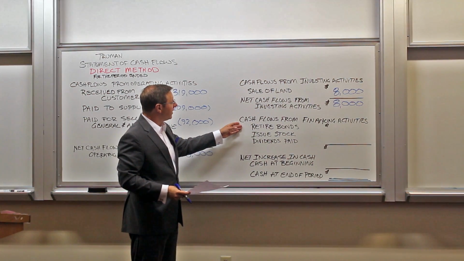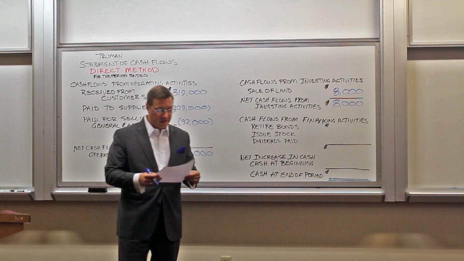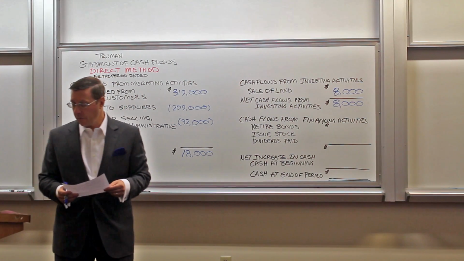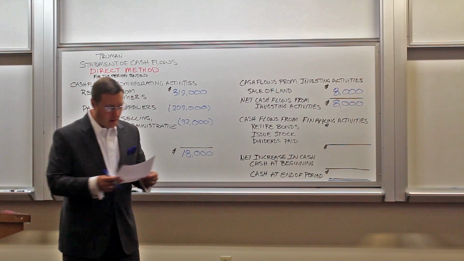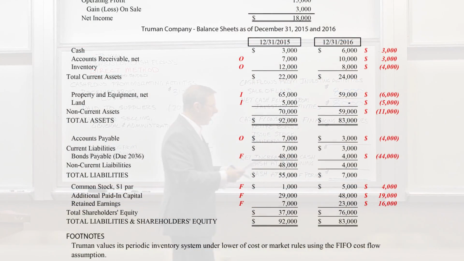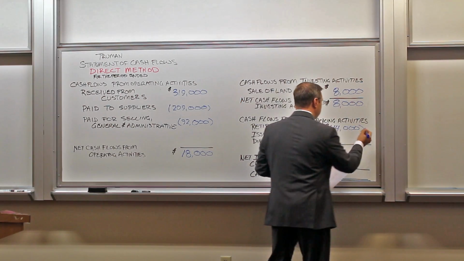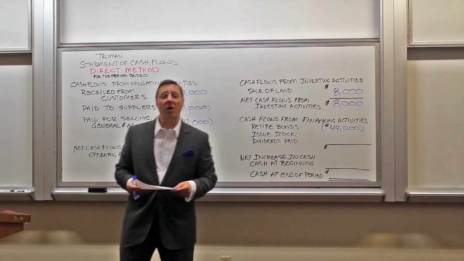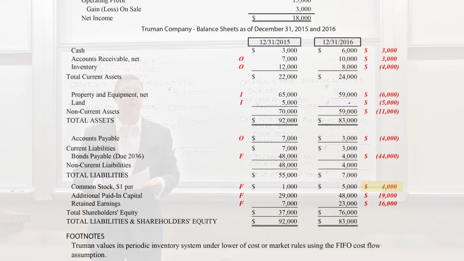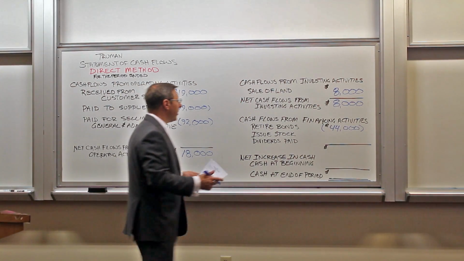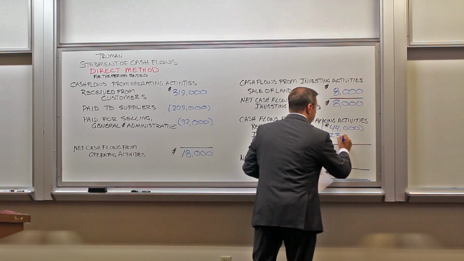Last, second to last, cash flows from financing activities. As we can see by the change in our balance sheet when it comes to bonds, we have far fewer bonds outstanding. That means the company retired bonds in the amount of $44,000. It did issue stock, and the way that we account for that is the line common stock plus the additional paid-in capital. For our purposes as financial analysts, we just add those two lines together. The net change there brought in $23,000.